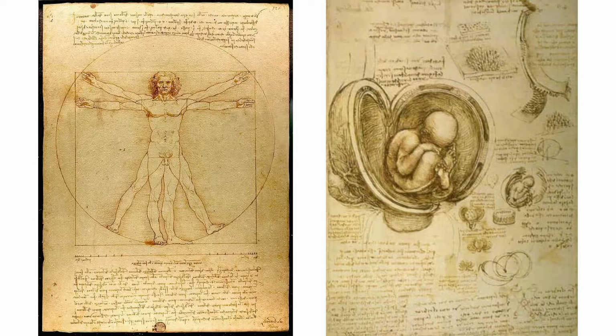On the left, his study of human proportion, the famous drawing called the Vitruvian Man, and on the right, his study of an embryo in the womb. Notice all the notes and the studies. He was a very curious man, and he wanted to investigate a lot of things that he found interesting.